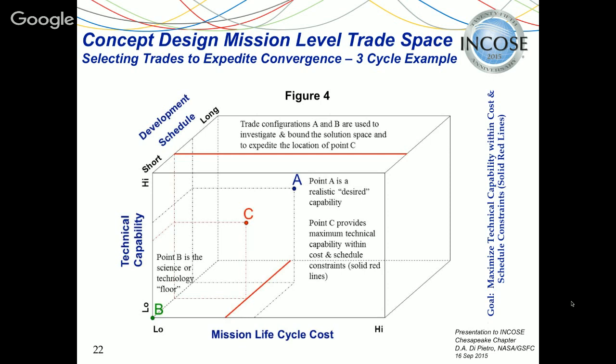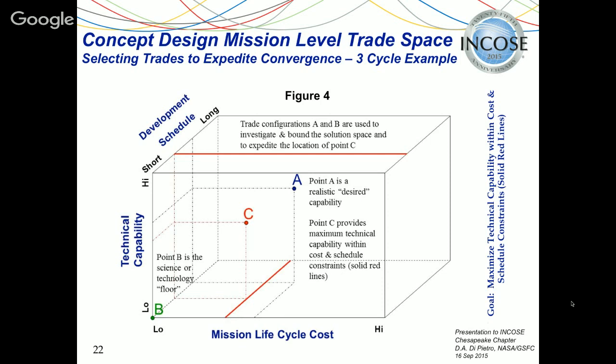Okay, now point C lies somewhere in between, and you don't know where that is. The objective is to find it in minimum time. So if you run the A point first and the B point second, you'll interpolate to find the capability of the C design, and you'll push the technical capability up as high as you can, so the C design just touches the cost constraint and the schedule constraint. So that's the basic idea.